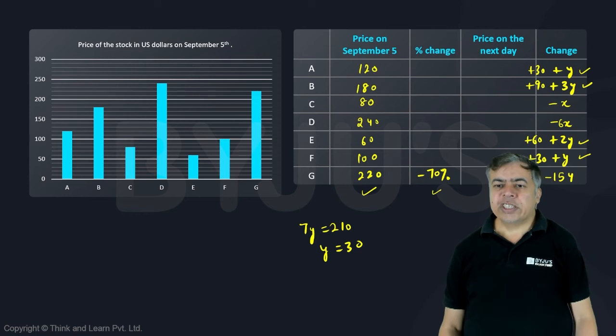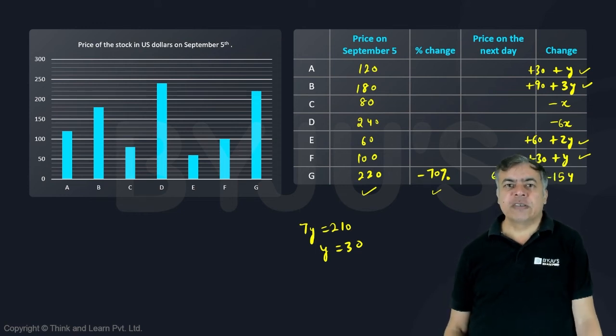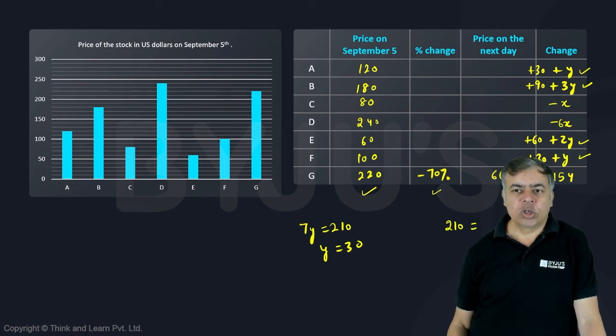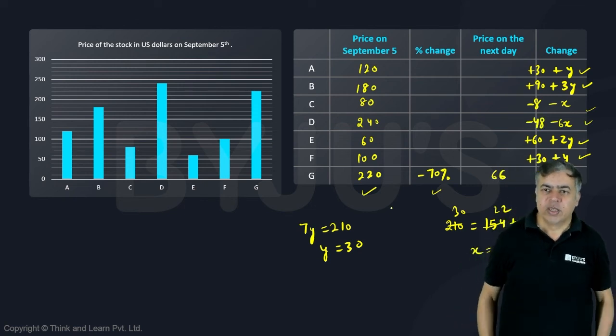In the first statement, it was given that absolute positive change and absolute negative change are equal. So positive change is total 210, right? So negative change should also total 210. So 154 is already there, plus 6x and x, 7x are also there. So if I cancel with 7, 7, 22, 7, 30, x must be equal to 8. So this is minus 8 and this is minus 48. Okay, so we got the changes.